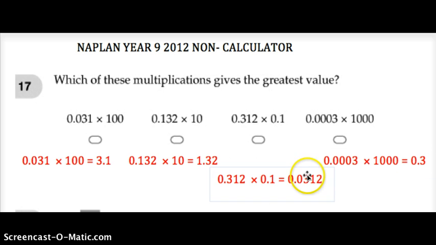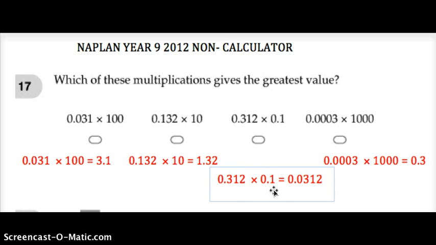Now we're multiplying 0.312 by 0.1. Now when you have to work out where the decimal place is going to go, what we'll do, let's just pretend there are no decimal places in this question. If there are no decimal places, then 312 times 1 is 312. So this number here is correct. But let's just see with these, because we're multiplying 2 decimals here.